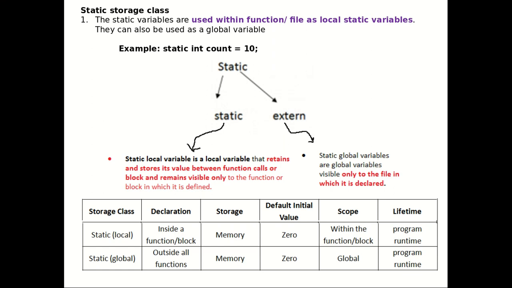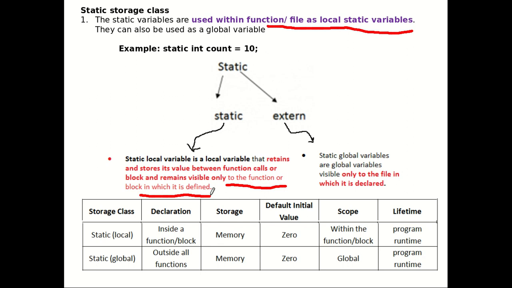So the next category of storage class is static. The static variables are used within the function or file as local static variables or global static variables, right? Static means the constant variables. So we can have local static variables and global static variables. The local static variable is a local variable that retains and stores its value between function calls or a block, and remains visible only to the function or block in which it is defined.